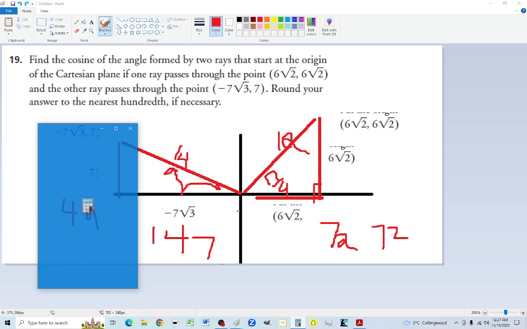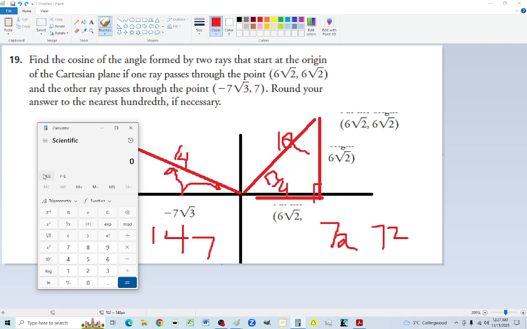So what is, we'll do it in degrees first. What's the square root of 3 times 7 divided by 14? And that will be the arc cosine. It's 30 degrees. Let's do it in radians.